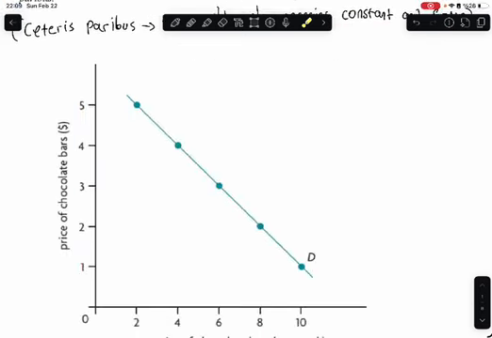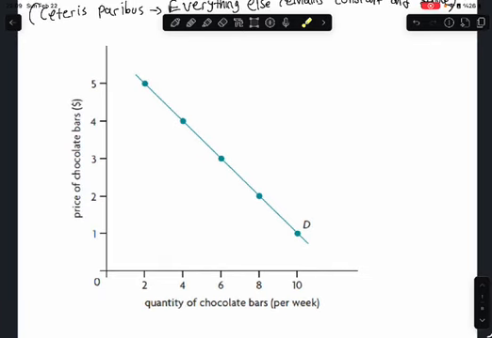So here we have a little demand graph. As you can see, we have the price of chocolate bars, here $1, 2, 3, 4, 5, and we have the quantity of chocolate bars per week. And this is our demand curve. Let's say if the chocolate bar is priced at $1, the demand will be 10 chocolate bars per week, whereas if the price of chocolate bars is, let's say, $4, the demand will be only 4 chocolate bars per week.